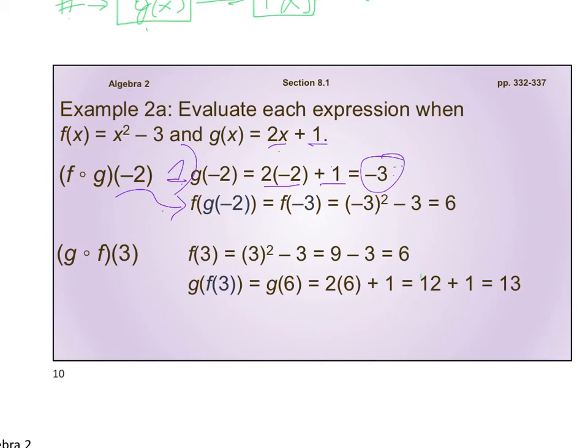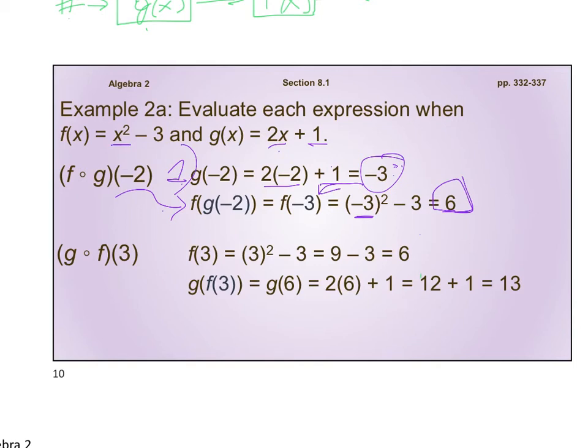Then we take this negative 3 answer and we plug it into f. All right, now x is squared, so it becomes negative 3 squared minus 3. Negative 3 squared is 9. Minus 3 is 6. So our final answer would be 6.